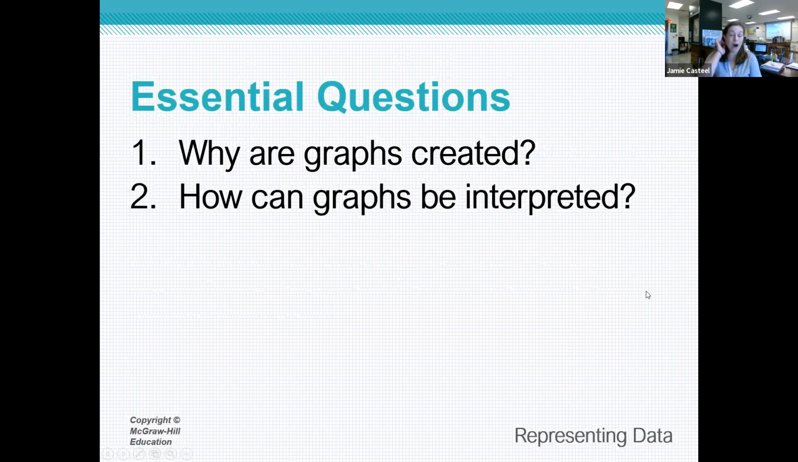Essential questions. Why are graphs created? You're like, because you told me to. Please don't say that. We use graphs for a very specific reason. And then we're going to talk about how they can be interpreted.